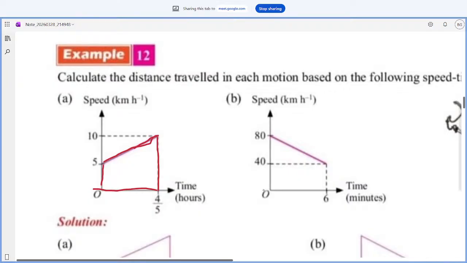Okay, sama-sama. Okay, how did you get 6.25? Can you share with me? I think it's a calculation error, right? Okay, it's 5 plus 10 times 4 over 5 divided by 2.